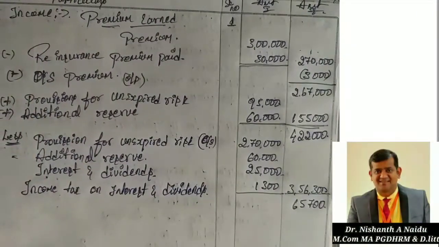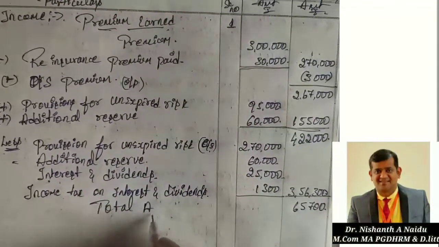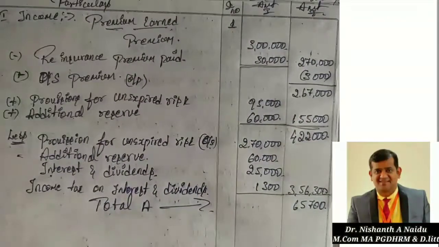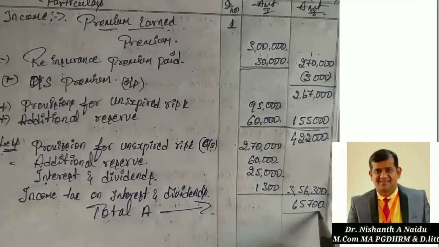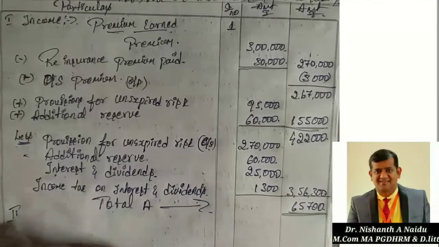65,700. Okay, so this is called total A. That is nothing but income. Total A is nothing but income. Okay, so I'm done with this total income part. So next I'm moving to the second main.